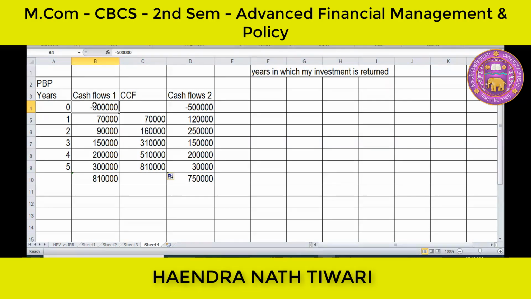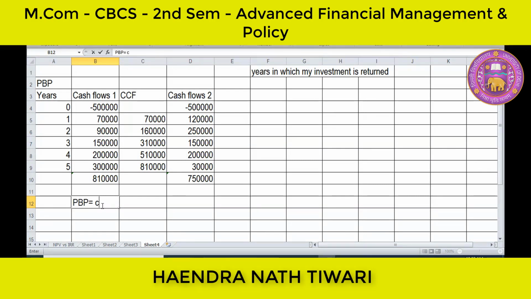And I want to determine the time period within which my initial investments will come back. Now in this case, year 1 is not sufficient, year 2 is not sufficient, year 3 is not sufficient, and year 4 end it is going to overflow. So my payback period lies between third year and fourth year. It is between third year and fourth year.